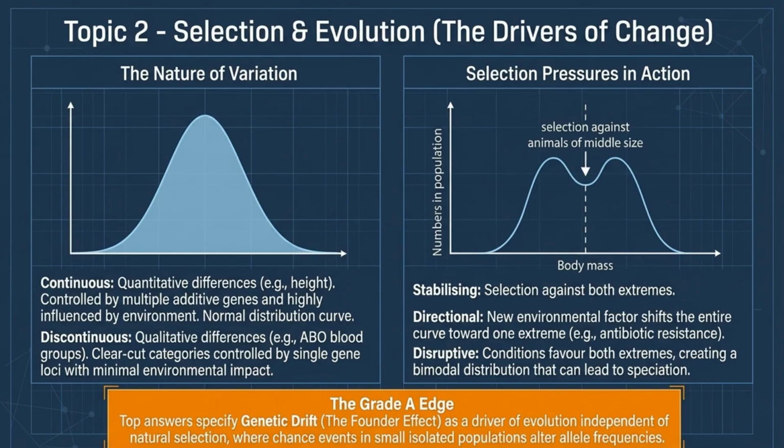Topic 2 is evolution, the drivers of change. You need to distinguish between continuous variation, like height, and discontinuous variation, like blood groups. But the real meat is in the selection pressures. Are we talking stabilizing selection, keeping things average, directional, shifting toward a new extreme, or disruptive, favoring both extremes? And if you want that grade A edge, mention genetic drift. Sometimes evolution isn't about the fittest. Sometimes it's just pure chance in a small population.